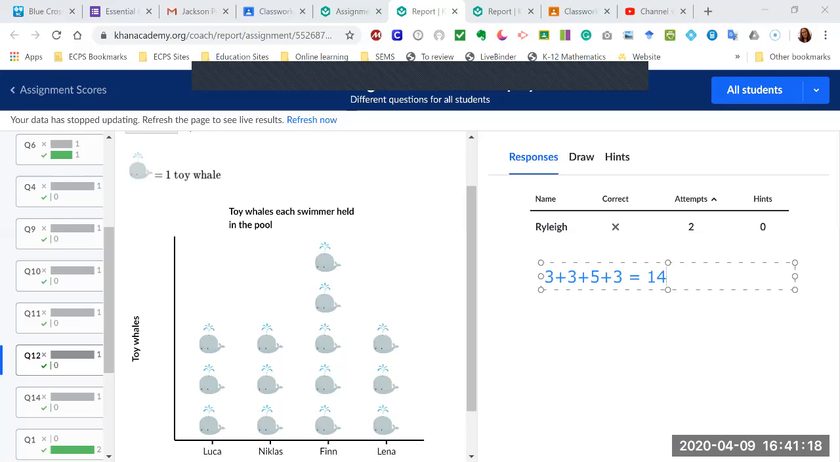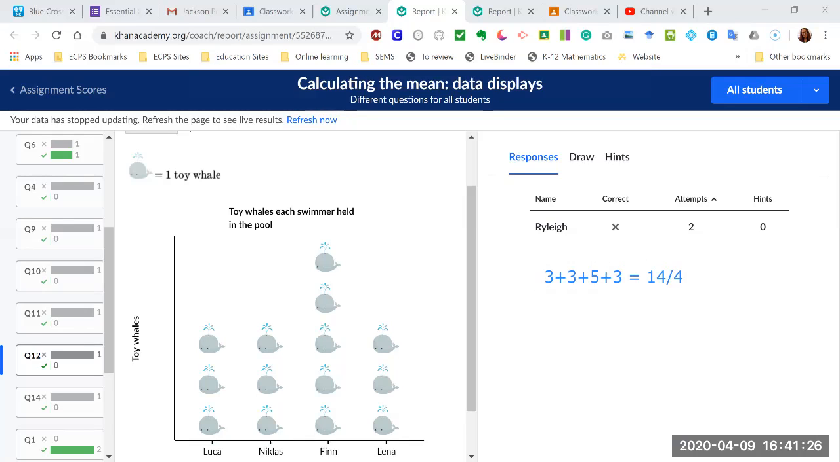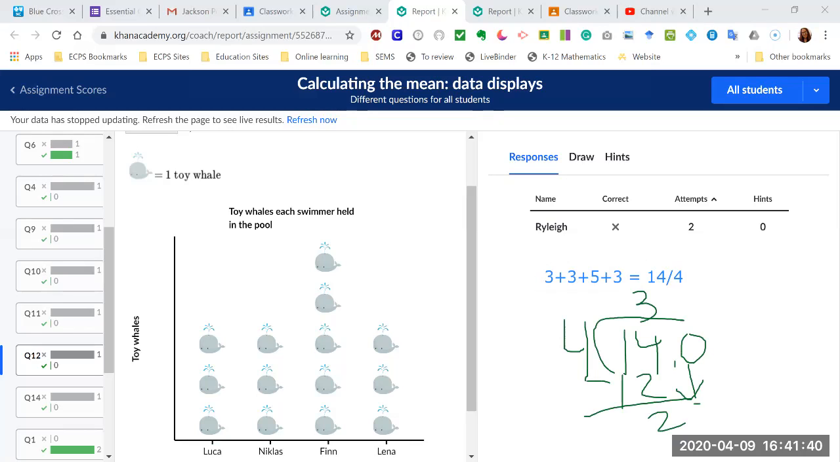So that's 14. And if I divide 14 by 4, it's not going to go an even number of times. 4 goes into 14 3 times with 2 remaining. So I'm going to add a decimal, a 0, bring down the 0, put my decimal at the top. 4 goes into 20 5 times. So the average number of toy wheels each swimmer held in the pool was 3.5. All right, so one more.